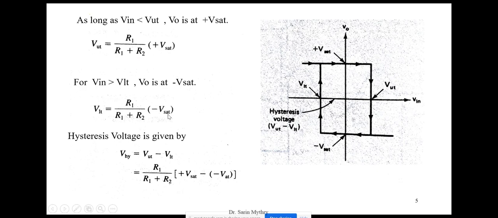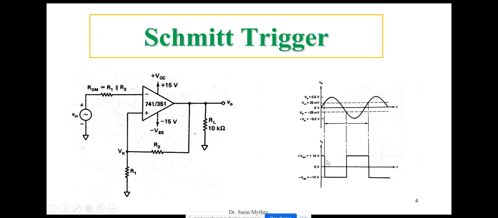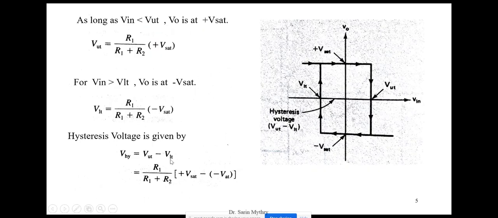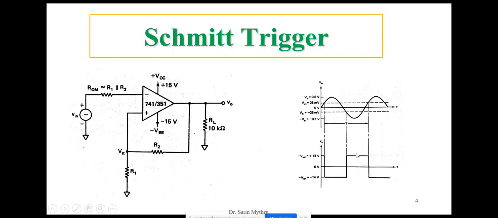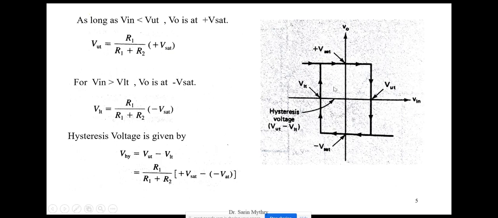Now you can see what hysteresis is. Hysteresis is nothing else but the voltage existing between VUT and VLT, between these two voltage limits. That is called the hysteresis voltage. That is, VUT minus VLT is the hysteresis voltage. If you substitute these two formulae in this equation, you will get the hysteresis voltage. The same thing is notated in the form of an arrow mark. You can analyze this and find out how it has come.